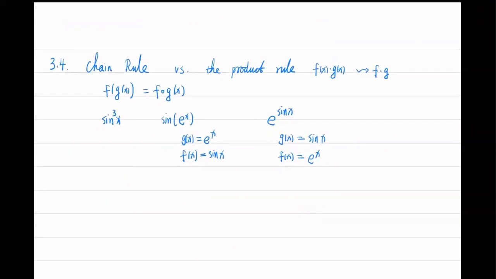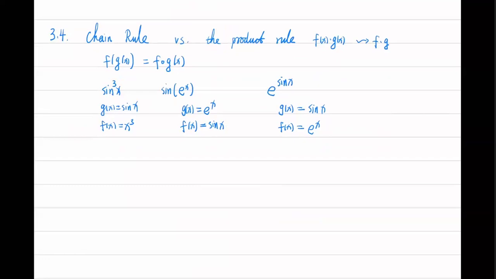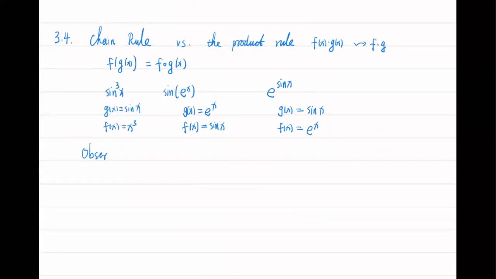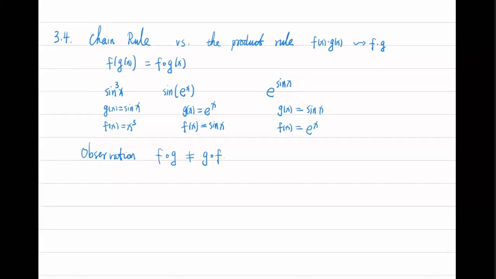Just finish this one. And we observe that f composed g is different from g composed f. For the composition, we cannot change the order, but for the product, it's the same. Another difference between these two operations, composition and product.